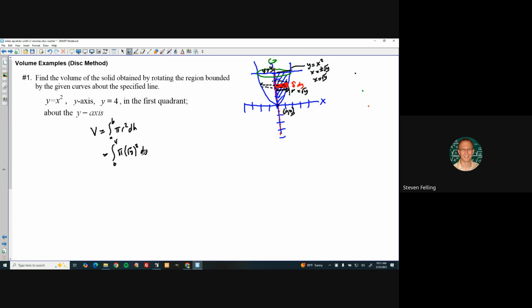And then we could either integrate that by hand, or we could use Math 9. Use Math 9, you get 25.133. No units are provided. If there were units, like if these were in inches, this would be cubic inches because it's three-dimensional. All right, and that's it. That's how disk method volumes work.